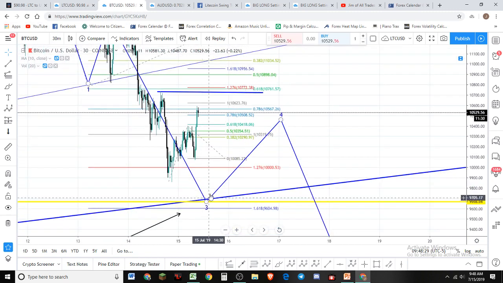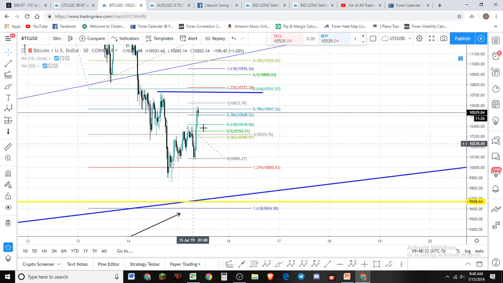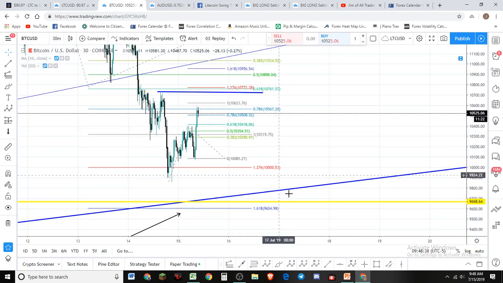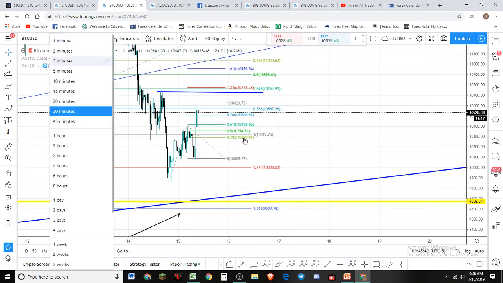Still looking for a bounce off $9,600. I'm thinking we're going to get that. If not, it's going to come on down to $9,000. But we should get a good push down. So we'll have to count. We'll have to watch these waves as they come down. And hey, we don't always know the future, guys.